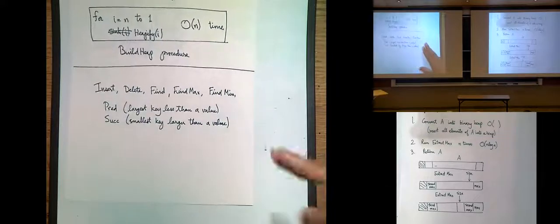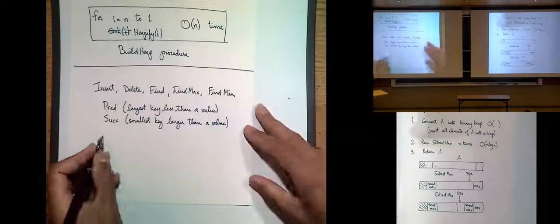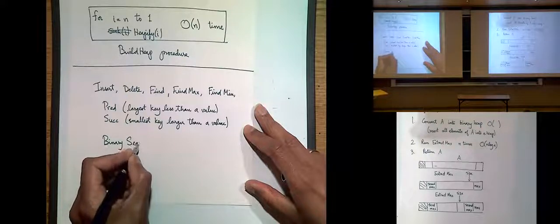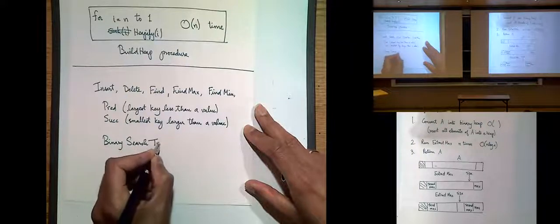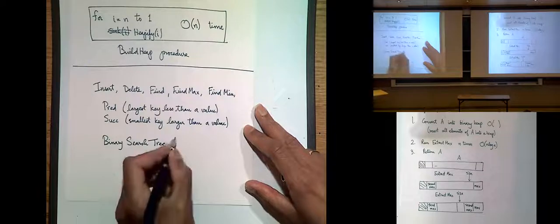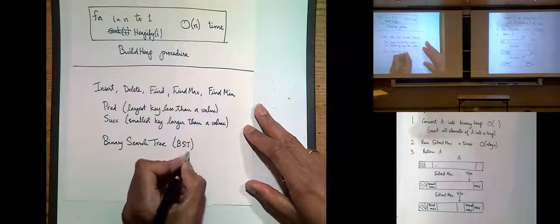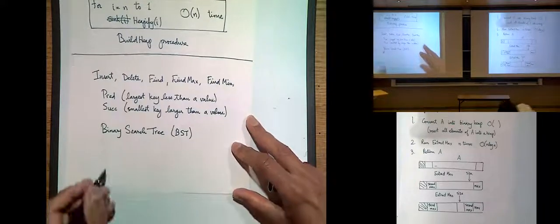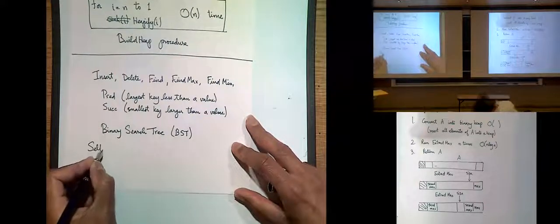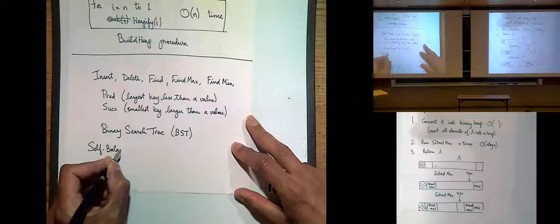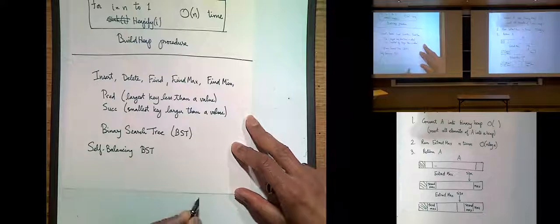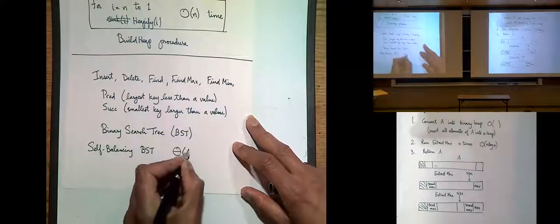There's a particular data structure that one uses for this, which is the binary search tree, or BSTs, and this is probably something that you may be more familiar with, which is your standard binary search tree. And with a careful implementation called a self-balancing BST, all of these operations can be made logarithmic.